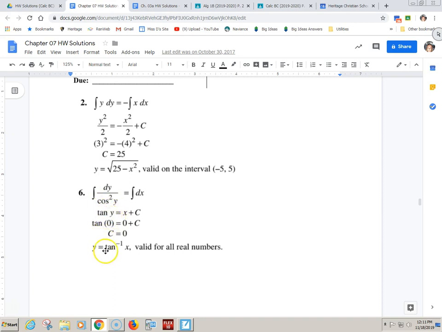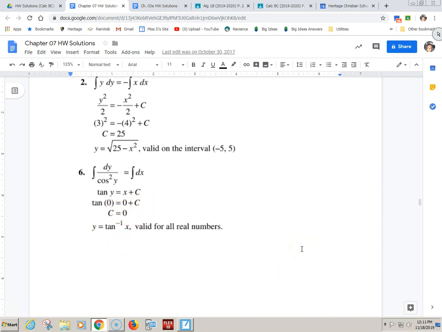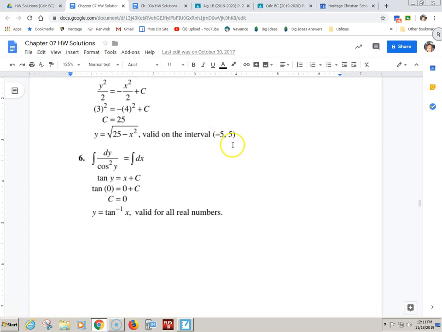Number 6, hopefully you saw that 1 over cosine squared is secant squared, which has an integrand of tangent. That would have made life a lot easier. And then to solve for y, you had to do tangent inverse of x, and your c ended up being 0. This is just them kind of saying the domain or the interval for which this is true, because outside of this interval doesn't exist, right?